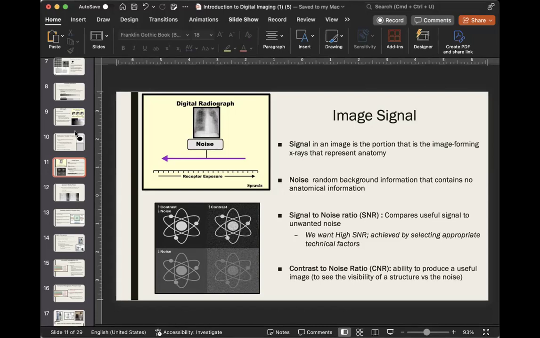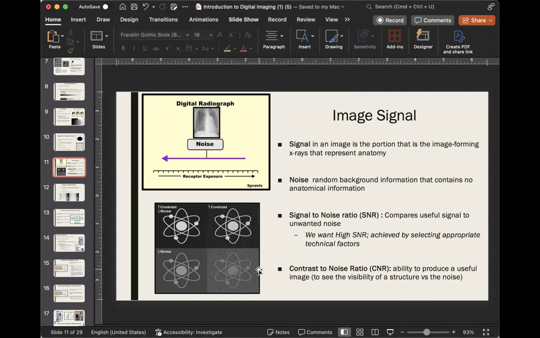And so when we talk about signal to noise ratio, the technical factors that we establish, we have to understand that portion, right? That we want a high SNR. If our noise is high, that means we don't have the right technique. So that means we need an increase of technical factors to get a better high SNR. Contrast to noise ratio, CNR, it's the ability to produce a useful image to see the visibility of a structure versus the noise. And so in the same case, we want higher contrast than noise.